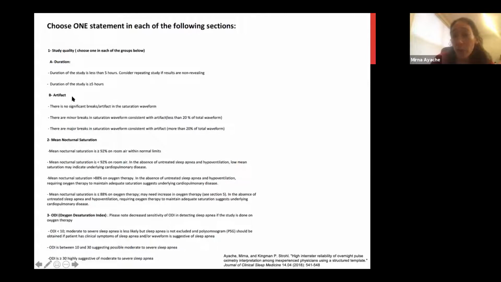First you have to look at the duration and the artifact to make sure that the study is adequate. Second thing is looking at the mean nocturnal oxygen saturation. The mean primarily looks at possible underlying cardiopulmonary disease. If you have very severe sleep apnea, your mean can go a little bit down, but mostly if you have a low mean, you have to think about underlying cardiopulmonary disease or hypoventilation. And then the ODI is based on the literature review that I just shared with you. We came up with this template, how to read the ODI.